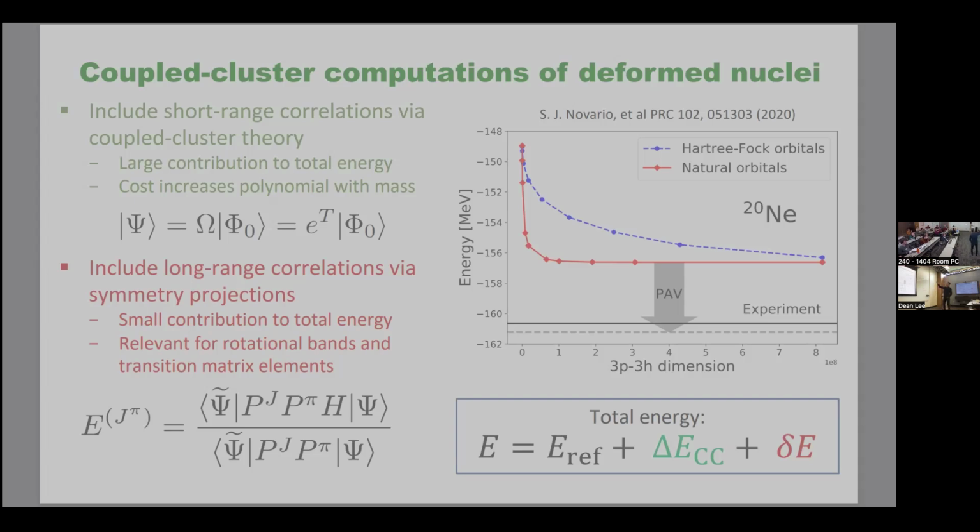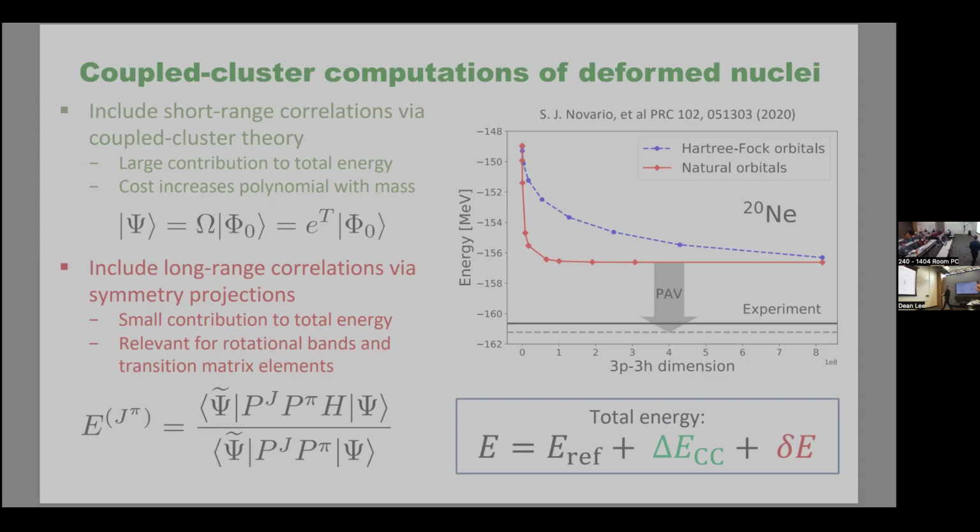So the procedure is the following. We include what we call short-range correlations, as in the standard coupled cluster calculations, where we act with e to the T operator on our broken symmetry reference state, the Hartree-Fock solution. And then we include what we call long-range correlations via symmetry projections. We do that typically with what we call projection after variation. So we have our coupled cluster right and left states, and now that we also break parity, we have to project back on both angular momentum and parity to obtain states with good J and parity.